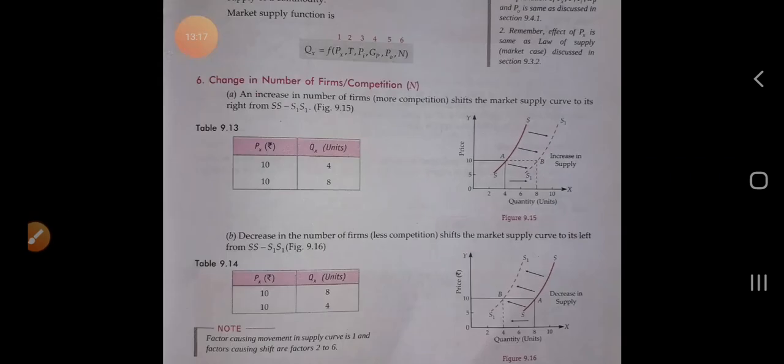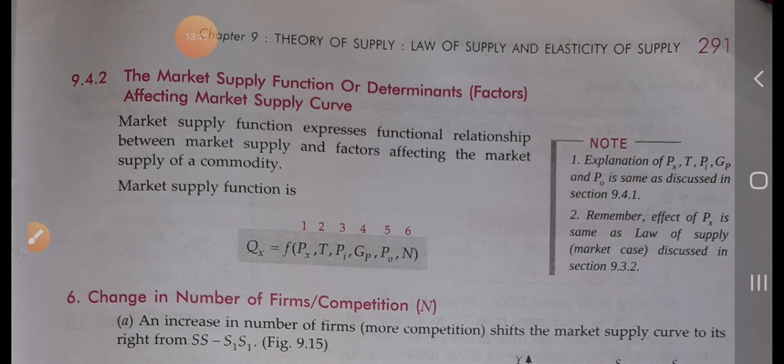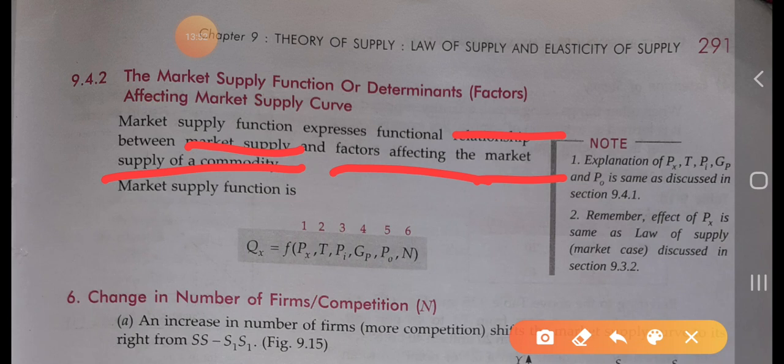Now the next one is market supply function. Okay, till now we were studying the individual supply function, in which we have studied the price of the commodity, technological changes, price of the inputs, the taxation and subsidy policy of the government, and the price of the other goods. And market supply function simply means the functional relationship between the market supply and factors affecting the market supply of the commodity.